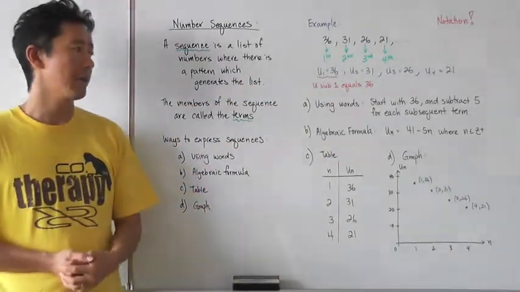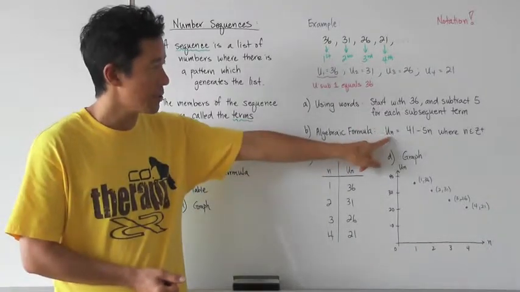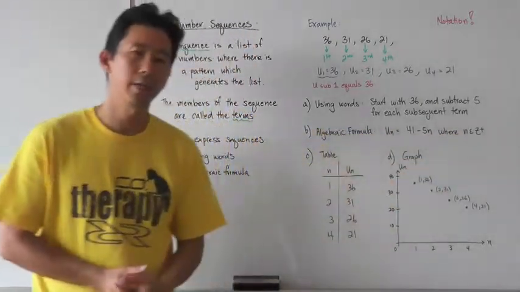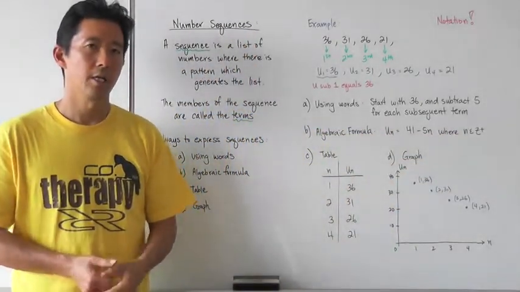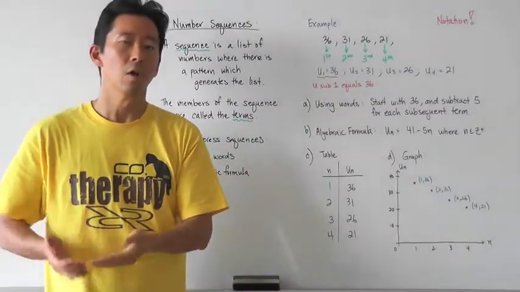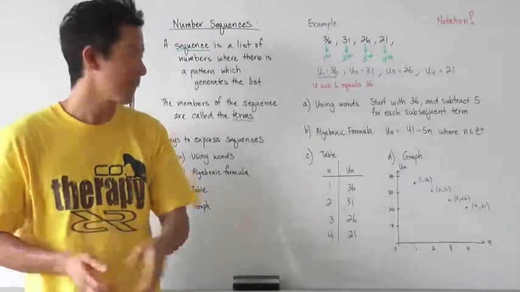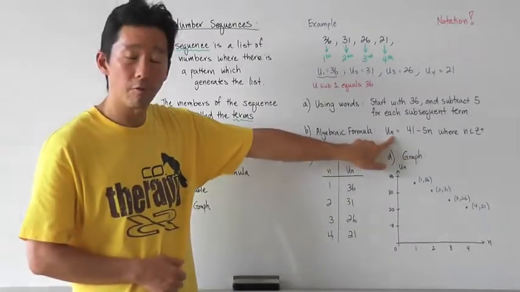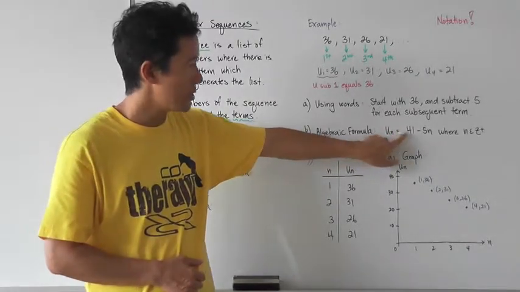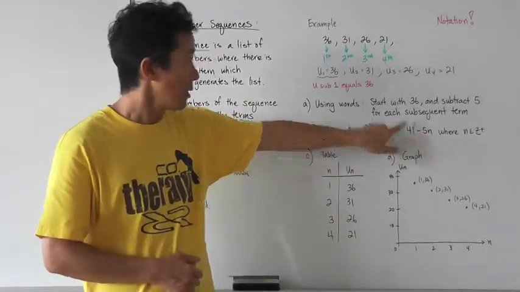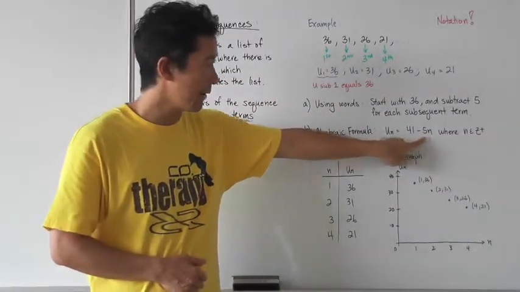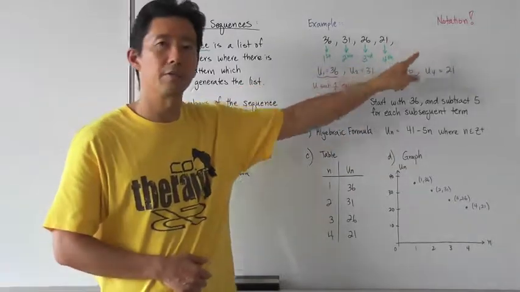Now, if we wanted to use an algebraic formula, I could express u sub n as 41 minus 5n, where n is an element of the positive integers. Now, remember that n is going to represent this number, which tells us which position the term is. So, for example, if I substituted a 1 for n, which means that I'm talking about the first term, then u sub 1 is going to be 41 minus 5 times 1, which of course is going to be 36.